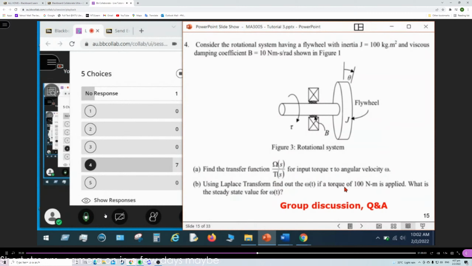If the torque value is given, then what is the steady state value for omega t? So this one is easy because we have practiced twice already today. The next one is also easy. We did this in tutorial 1 to tutorial 3 in week 4, right?